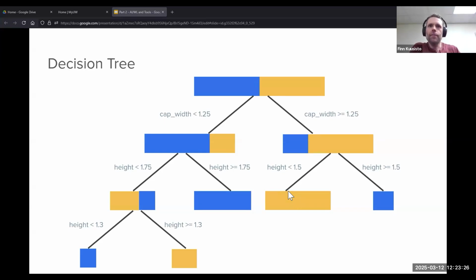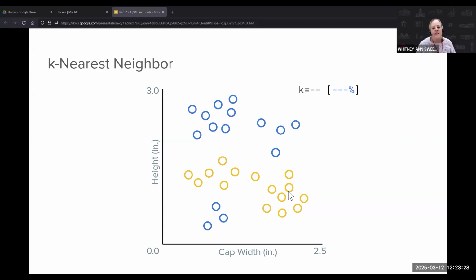Hey, Finn, there's a question in the chat from Renee. Is there a limit to how many dimensions? I don't know if that is equal to features or not, but how many dimensions can this machine learning approach handle? Yeah, so that's a good question.